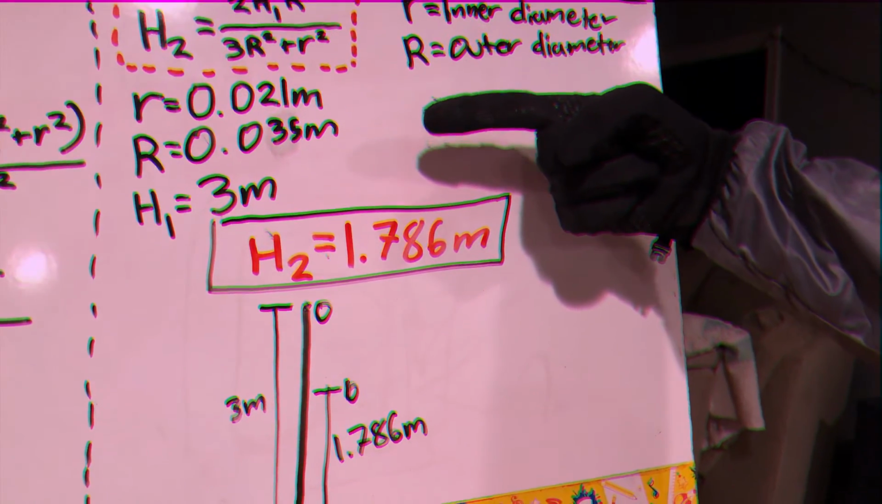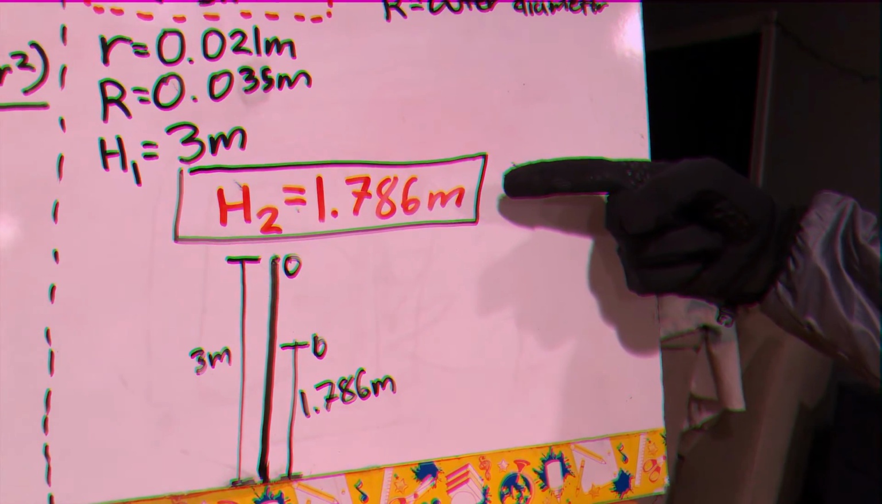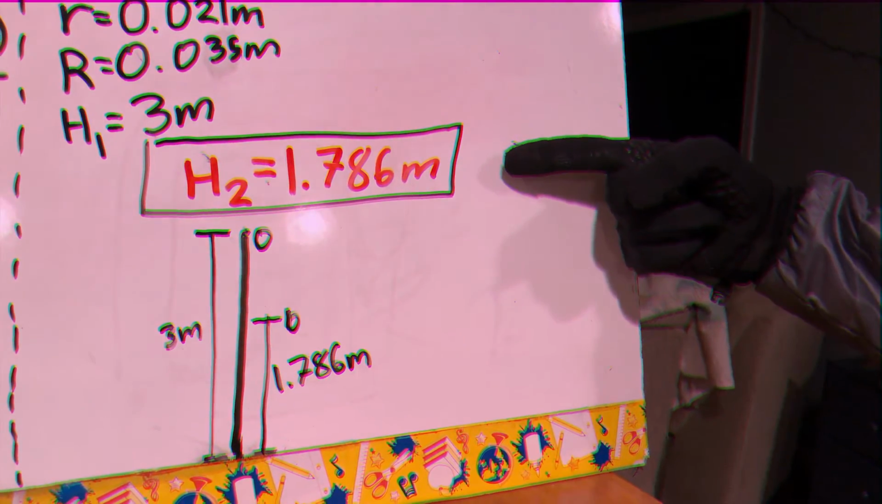Here are our measurements. When plugged into the equation, we get that the height of the dropped roll is equal to 1.786 meters.